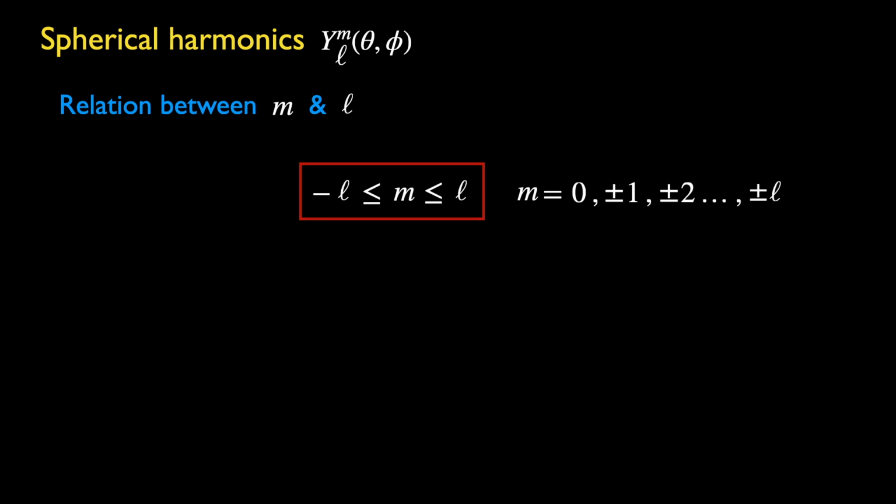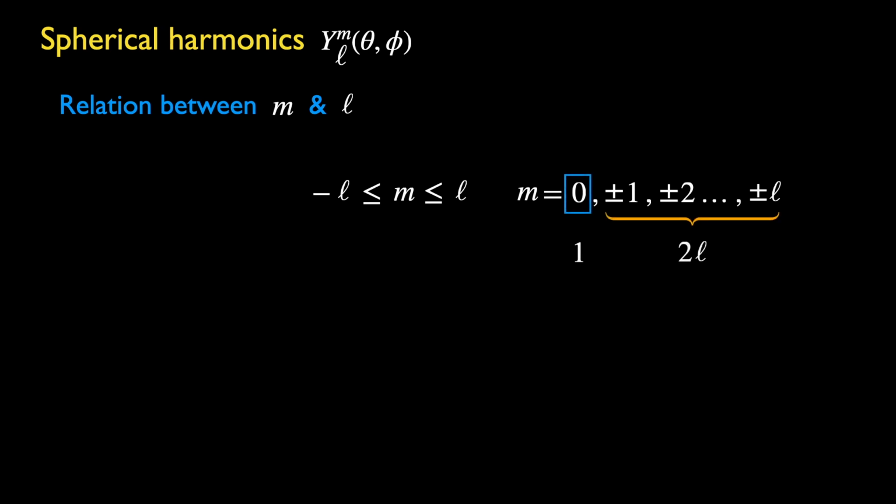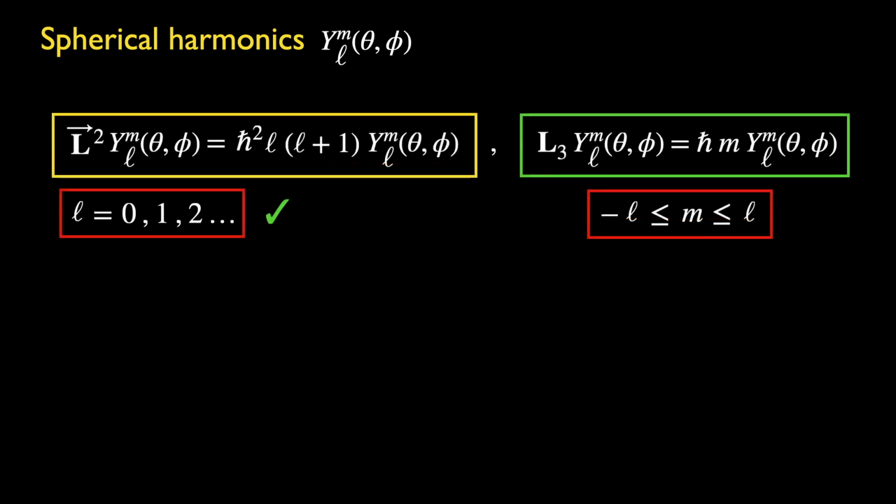M is also known as the magnetic quantum number because it describes the differences in the energies of an atom in an external magnetic field. Counting the number of values for M, we get this is the number of eigenstates of L3 associated with the quantum number L. Thus we now have the complete solutions of the eigenvalues of both L square and L3.